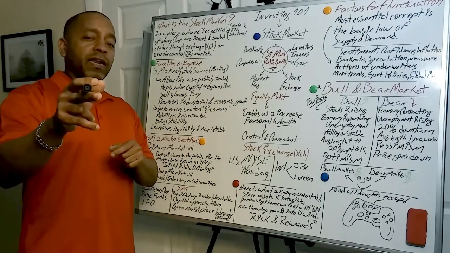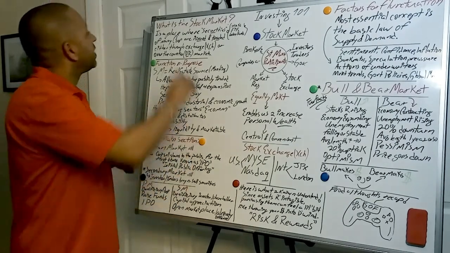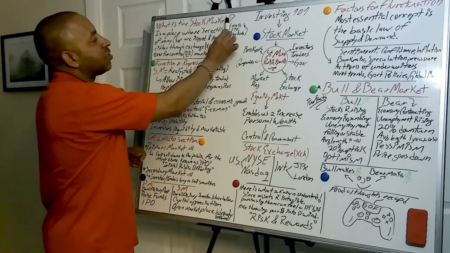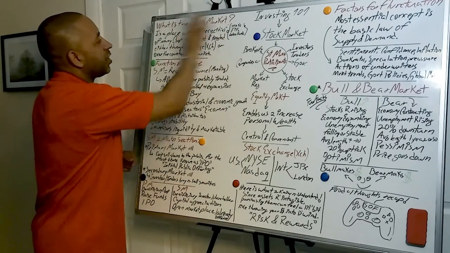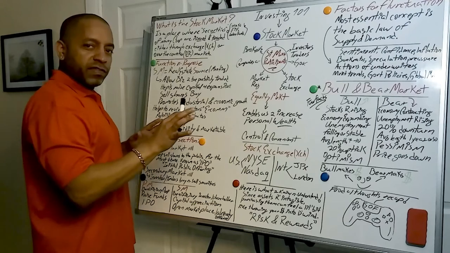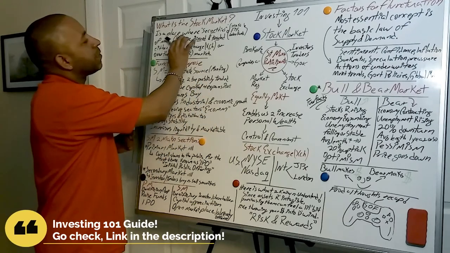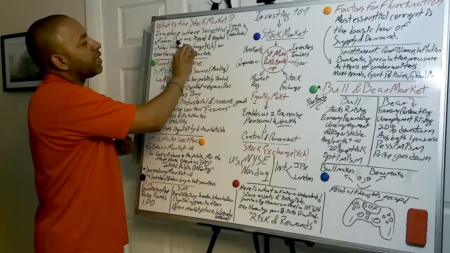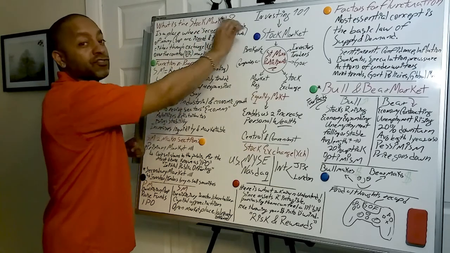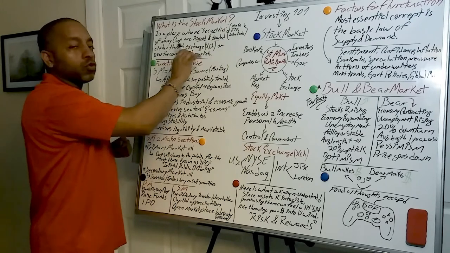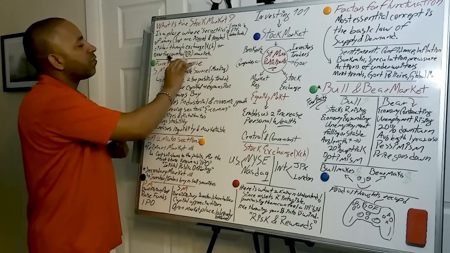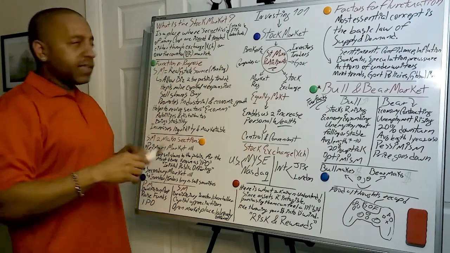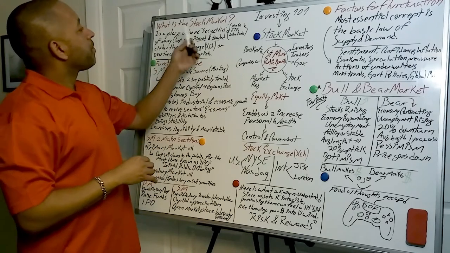Okay, so pen and paper ready, let's go. What is the stock market, this section here? That's what we want to know. Very simple, guys. It's a place where securities of many companies are issued and traded, either through the exchange or over-the-counter markets, all right? So let's begin here.